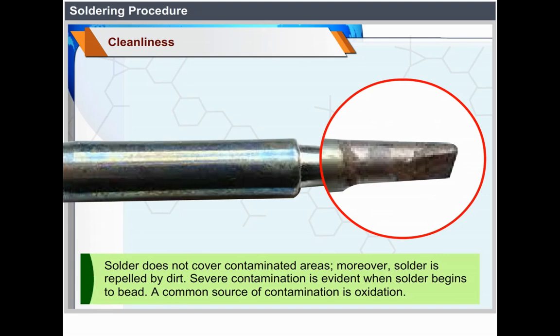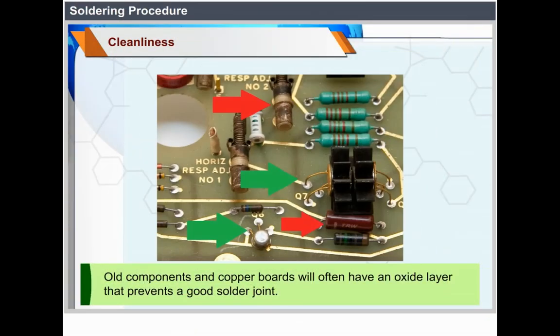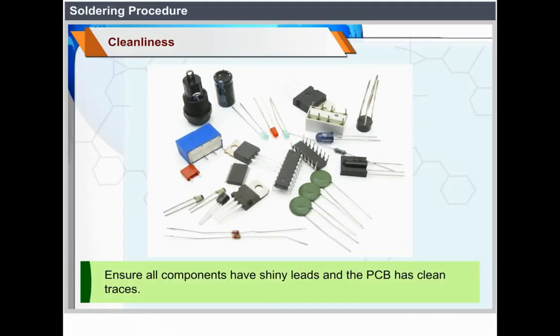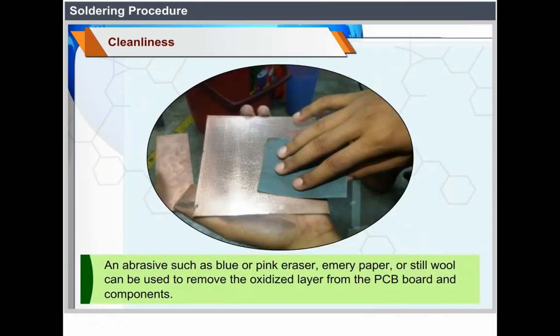A common source of contamination is oxidation. Old components and copper boards will often have an oxide layer that prevents a good solder joint. Ensure all components have shiny leads and the PCB has clean traces. An abrasive such as a blue or pink eraser, emery paper, or steel wool can be used to remove the oxidized layer from the PCB board and the components.